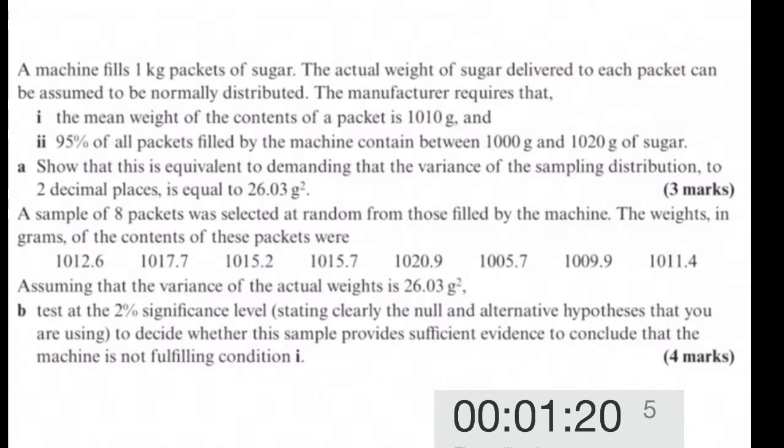Yeah, I still think they'd want it to be that way around. Because if you've got 5 squared, it's going to be 26. So yeah, the variance is 26.03. What's the problem? Yeah, so 5 sigma is 5.1. If you square that, you do get 26.03, because sigma is the square root of the variance.